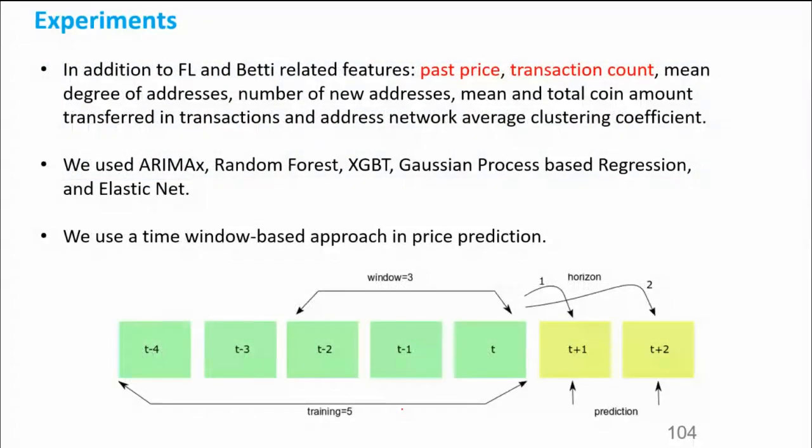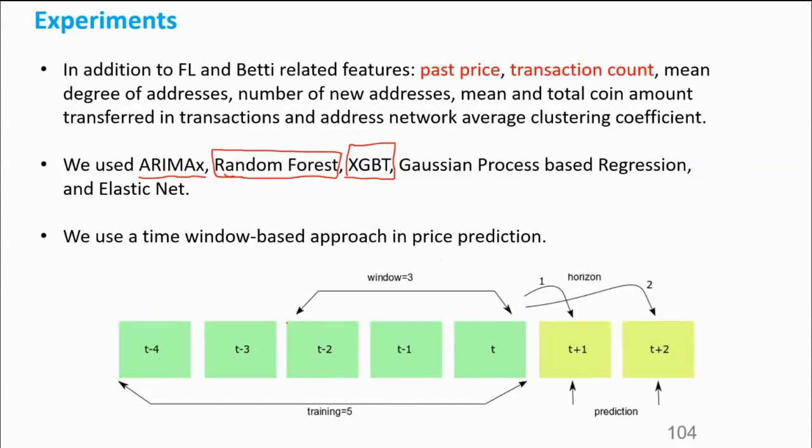In addition to the features that we have, we actually use past price and transaction count and some other features like mean degree of addresses, number of new addresses in the blockchain, and so on to predict the price. We use a few time series models, for example, ARIMAX. We use random forest, which is not a time series model, but performed surprisingly better than everything else, XGBoost as well.